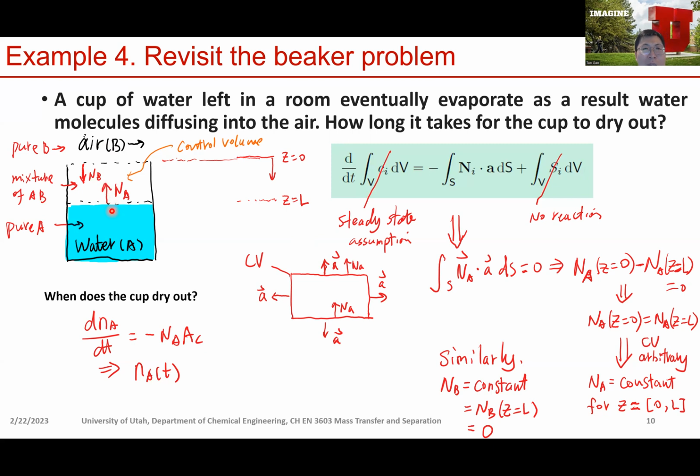Water is evaporating, so it's leaving the liquid phase in this direction, and eventually it enters the air. Meanwhile, because there's a concentration gradient, air is also diffusing downward into the water. That gives you the directions of the molar flux of water and the molar flux of air. So in order to figure out how long it takes for the cup to dry out, we can apply a mole balance equation to the liquid phase of water.